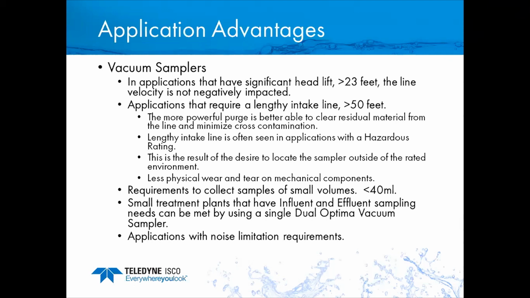Applications that have noise restrictions or noise limitation requirements. The vacuum sampler is a quieter unit compared to the peristaltic sampler. And if we have needs due to noise restrictions that have been placed on that particular location, the vacuum sampler will be more able to meet that need.